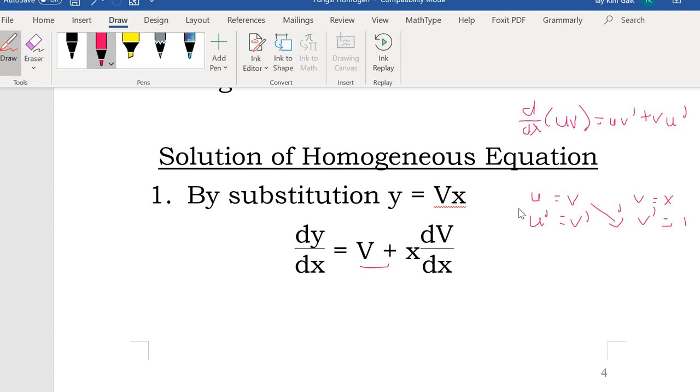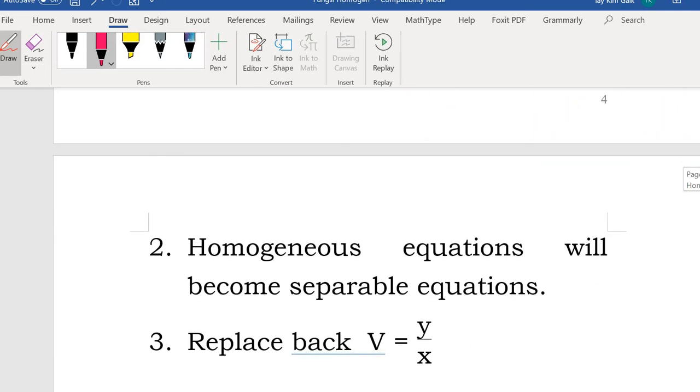So if you have proved that your first order differential equation is a homogeneous equation, then you need to substitute y equal to vx. Hence dy/dx is v plus x dv/dx. After simplification, the homogeneous equation will become a separable equation in terms of x and v.